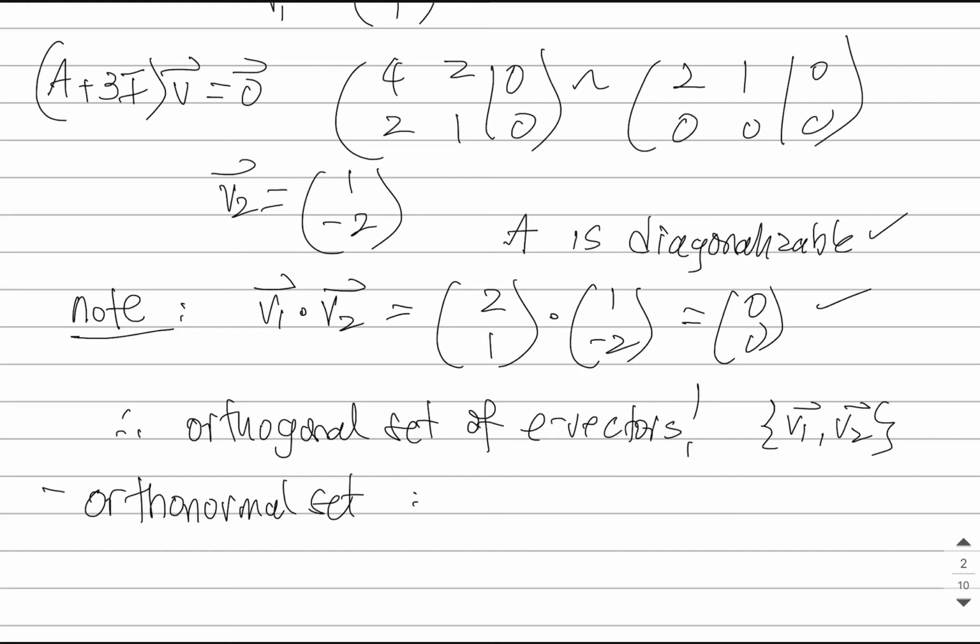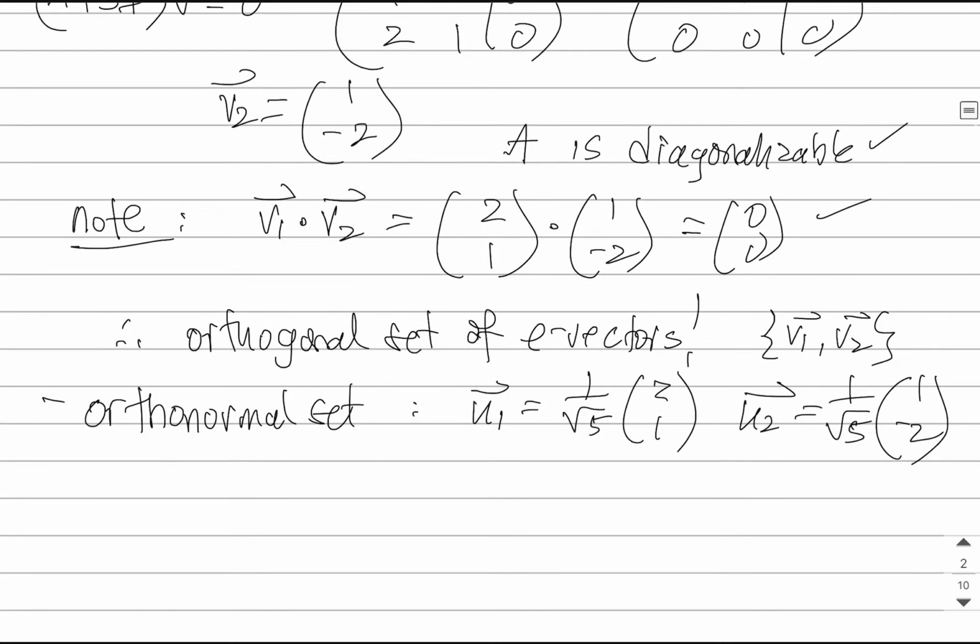So what we would have to do is take these eigenvectors and normalize them, divide by their length. So we'd have U1 = 1 over root 5 times (2, 1). U2 would be, again, 1 over root 5 times (1, -2). And so our orthonormal set of eigenvectors here is U1, U2.